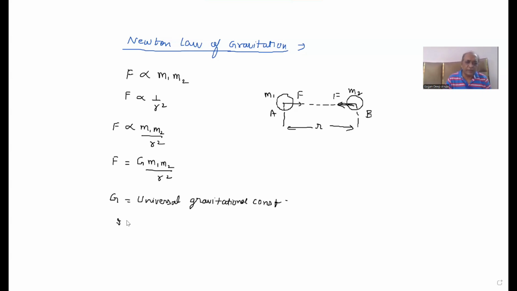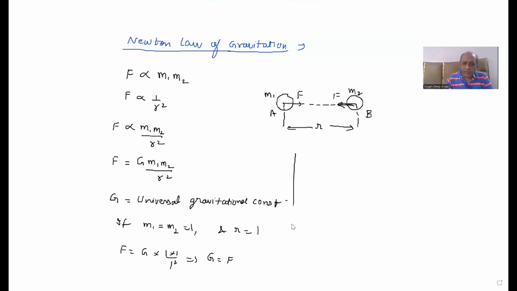We can define G also. For example, if I take m1 equal to m2 equal to 1, and r equal to 1, what I will get is F is equal to G into 1 divided by 1 square, or you can say that G is equal to F. So the universal gravitational constant is numerically equal to the force acting between two bodies of unit mass kept at a unit distance from each other.